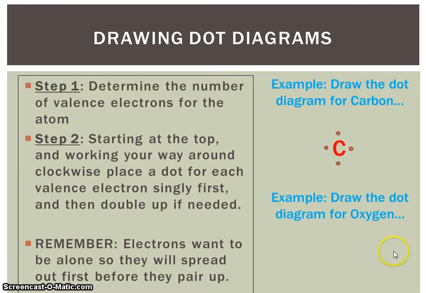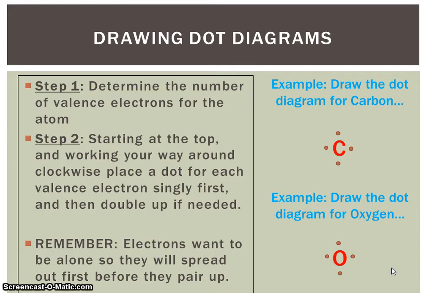Okay? Let's try oxygen. So you start with an O. Look at your periodic table and figure out how many valence electrons oxygen has. Oxygen is in group 6, so it should have 6 valence electrons. Again, a dot for each electron, and they're not going to double up unless they have to. So we're going to start at the top and work our way around clockwise. So there's our first one. Second one goes on the side. Then we go below. Other side.